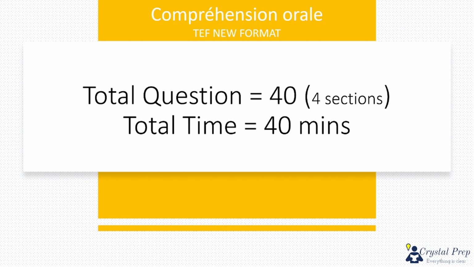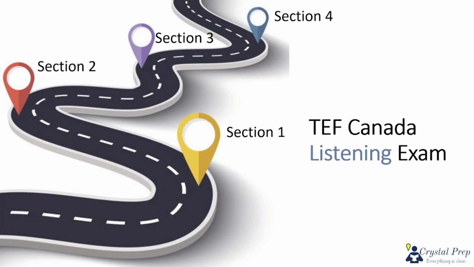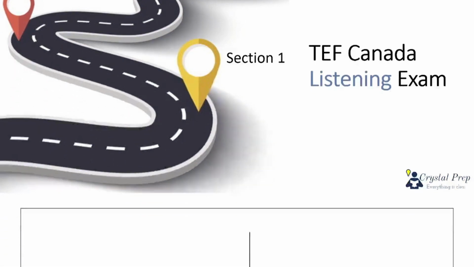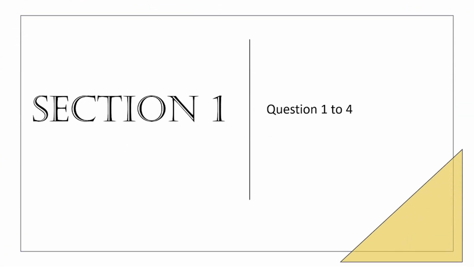In the new format of Comprehensive OHAL, students are presented with a total of 40 questions distributed across 4 sections, and the total duration of the exam is 40 minutes. The test is structured with 4 sections, each tailored to a specific question format. Let us start our journey. Section 1 comprises question 1 to question 4.